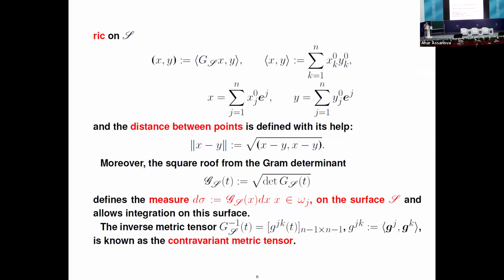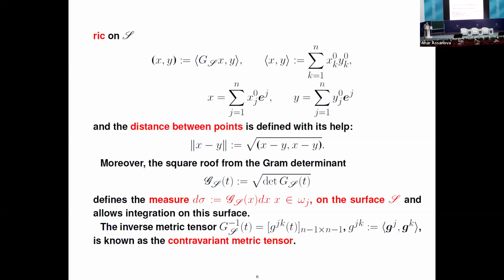What does metric mean? The scalar product is defined for two elements, x and y, taken from points on the surface, with the help of this Gram matrix. On the right side you see this scalar product in Rn. It's written also here how it's defined. So now we have the metric on the surface, and of course the distance. If we have the metric, we have the distance between two elements. The norm of x minus y is then the square root of the scalar product of x minus y with itself.